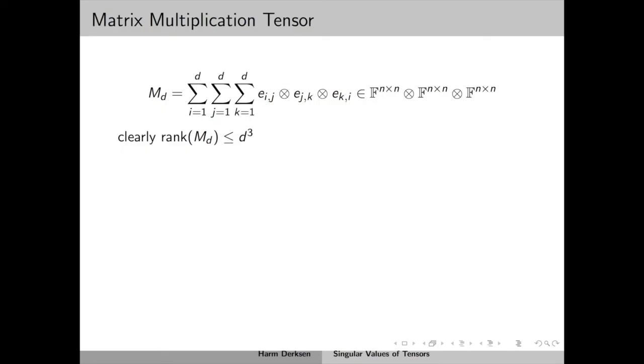So here's one of the reasons I'm interested in tensors. Namely, there's one very specific tensor, which I'll call the matrix multiplication tensor. If you do matrix multiplication, it's a bilinear map, and you can write it as a tensor, then you get basically this tensor. It's clear that the rank is at most d cubed, because that's how I wrote it. Here F^{n times n} is the set of n by n matrices, and these E_ij form the obvious basis that you would choose.